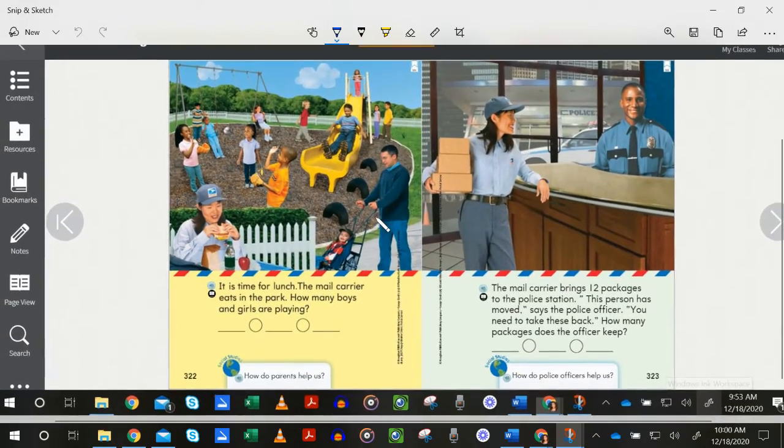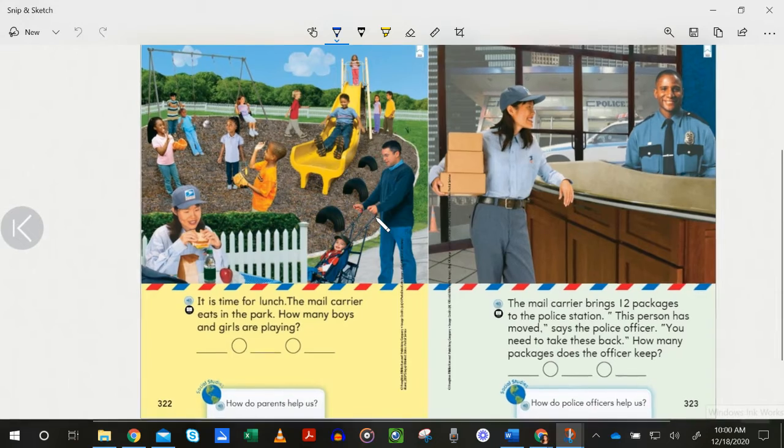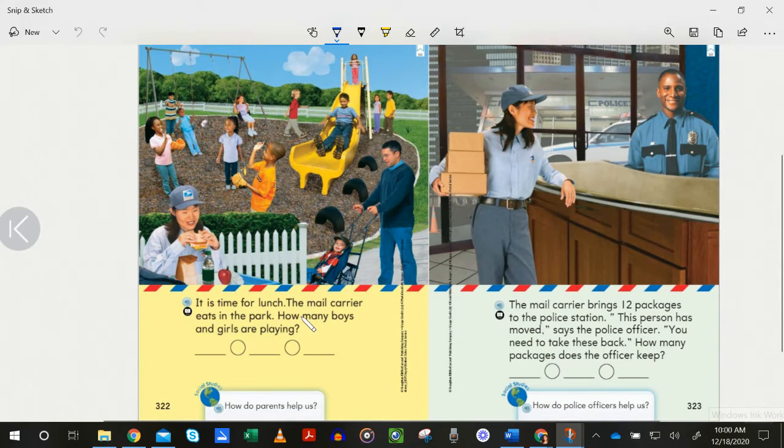Okay, so here we go. It is time for lunch. The mail carrier eats in the park. How many boys and girls are playing? So we're going to add boys and girls. First let's look for the boys, as that's how many are playing. I'm not going to count the dad and the little boy in the stroller because they're just walking around, right? They're not playing right now.